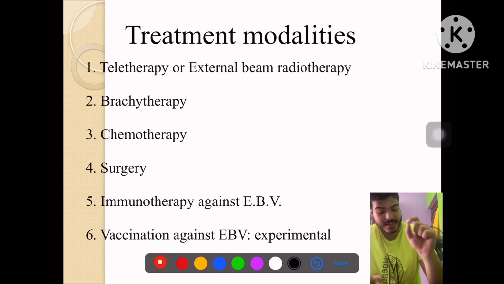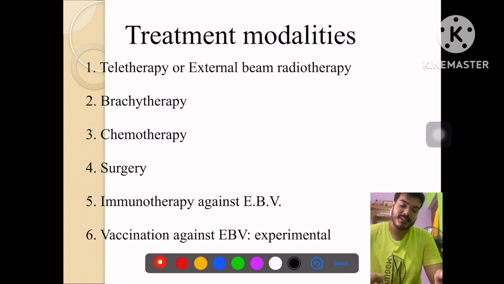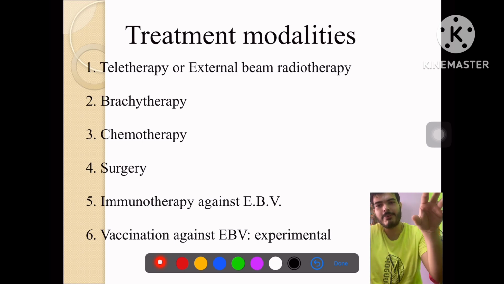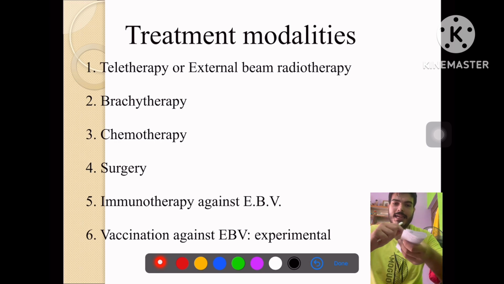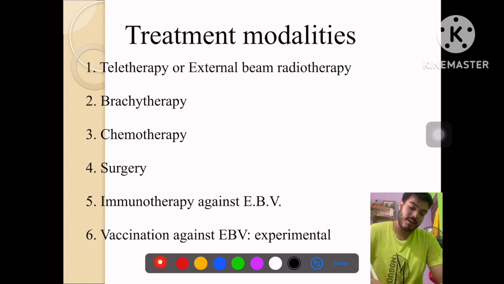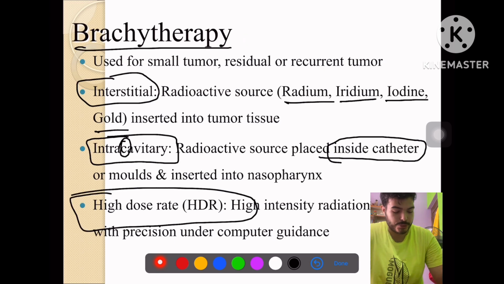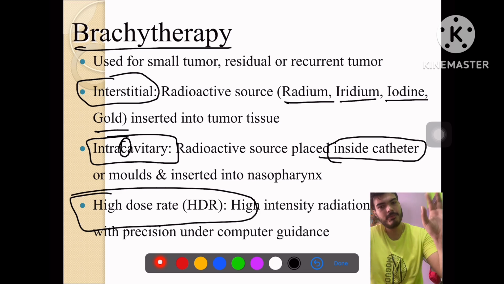Intracavitary, remember, has the letter C, so remember that the radioactive substance is placed inside the catheter. That catheter is a C, remember it in that way. Suppose this is a catheter, you put your radioactive substance in the catheter and then you give it inside the tumor. Intracavitary: the radioactive source is placed inside the catheter or mould and is inserted into the nasopharynx. Interstitial: a radioactive source like radium, iridium, iodine, or gold is inserted into the tumor tissue. That is interstitial.